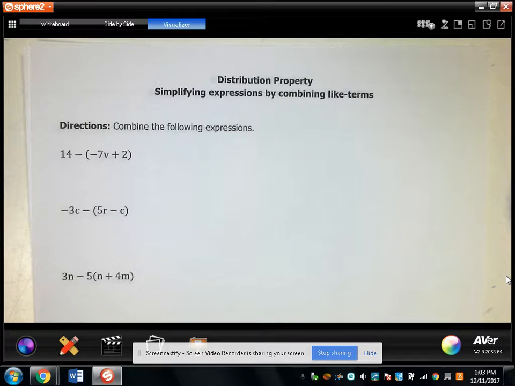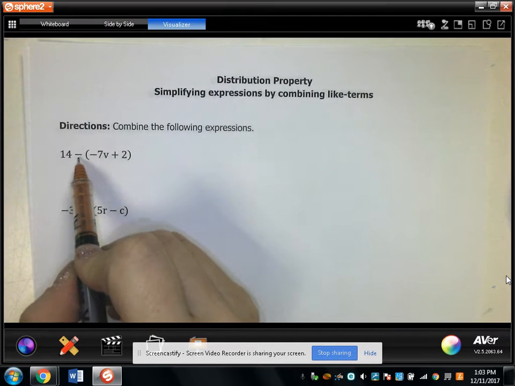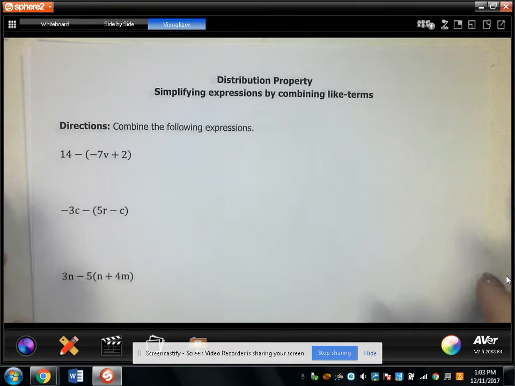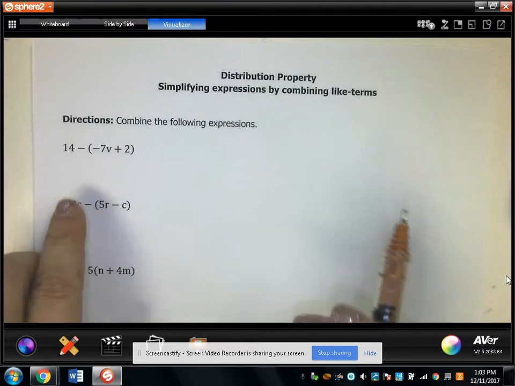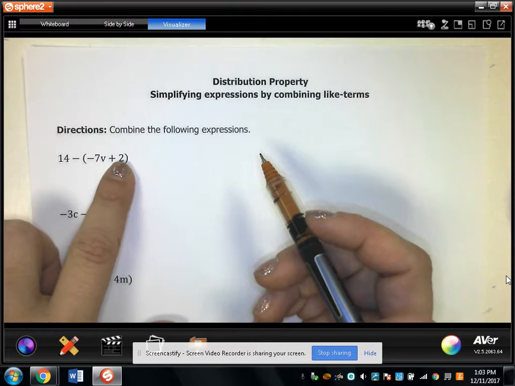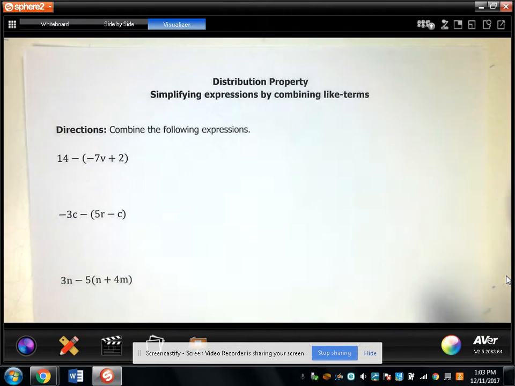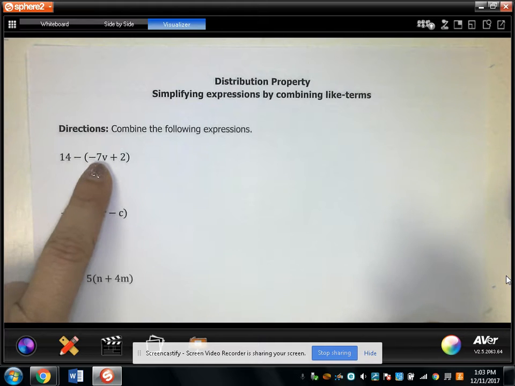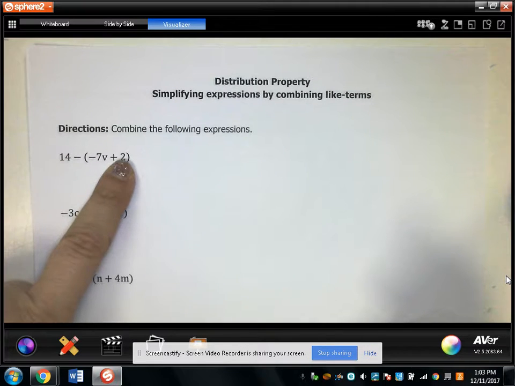All right, in this video, I'm going to go over the distributive property, and I'm also going to go over cases where you need to use the distributive property before you start combining like terms. So for example, this says 14 minus negative 7v plus 2. Now, this isn't just 14 minus negative 7v, and then you add the 2 on. This is 14, and you're subtracting negative 7v, but you're also subtracting 2.